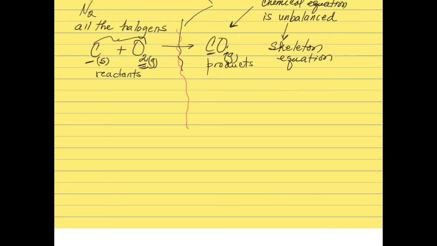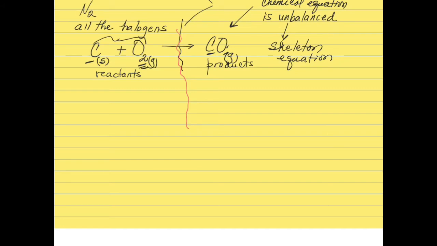When you're balancing a chemical equation, your first step is just to divide the reactant from the product. And then you're going to start counting the number of atoms of each element. Hydrogen and oxygen, pay attention to that. This is not the first time that you're learning about this. Hydrogen and oxygen are the last ones to balance.